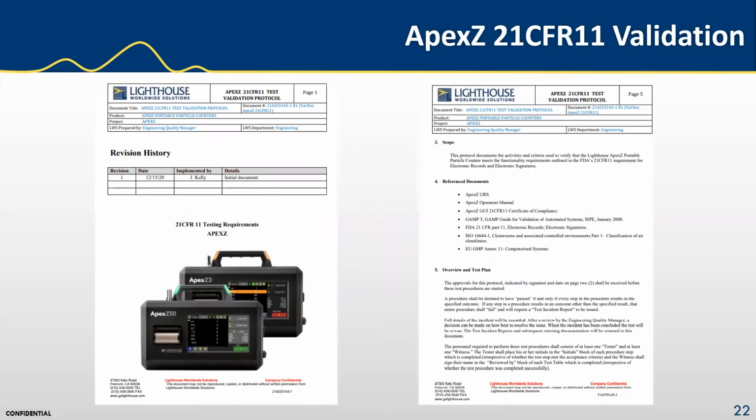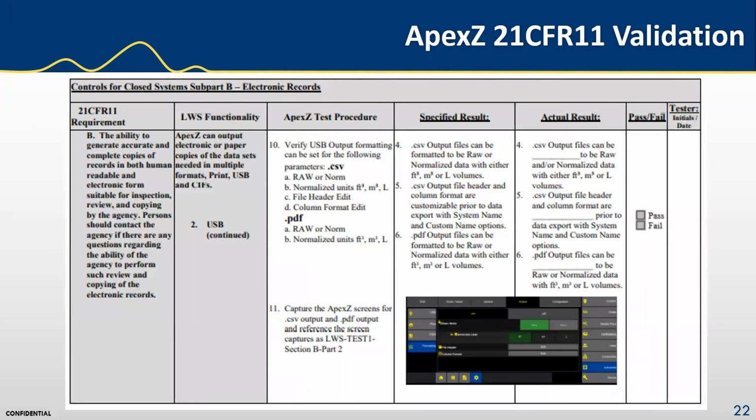Here we have an example of the 21 CFR Part 11 internal validation. Subpart B, electronic records, and Subpart C, electronic signatures, are fully tested where appropriate. Each section consists of a test procedure with specified results and the actual result of the test. On the left, you'll see the 21 CFR Part 11 requirements. In this example, Part B of Subpart B, the ApexZ is tested to verify that it can generate human readable forms of records. The fact that the ApexZ has a user login, which is an electronic signature, and a full system audit trail enables the data to be traceable to the electronic signature.